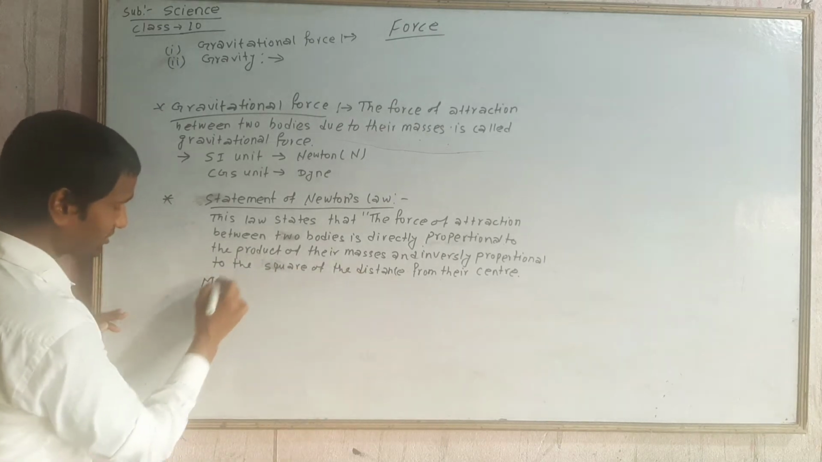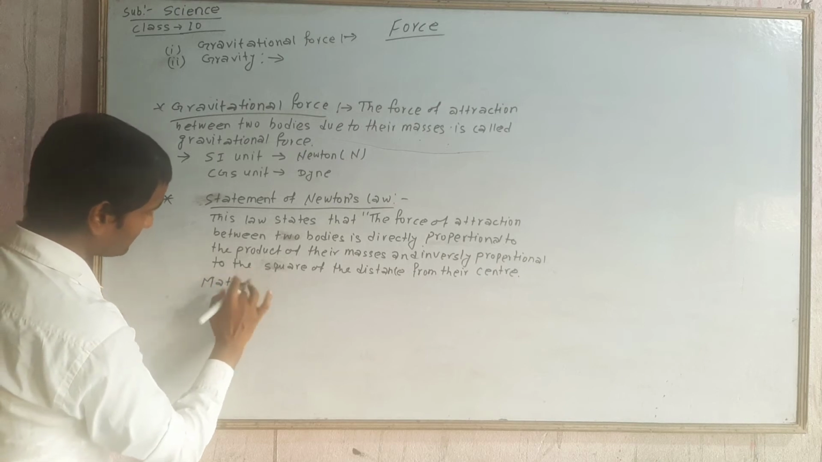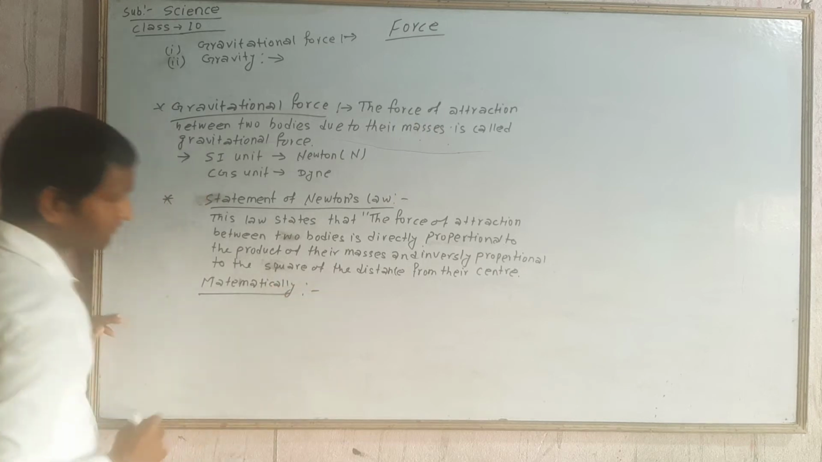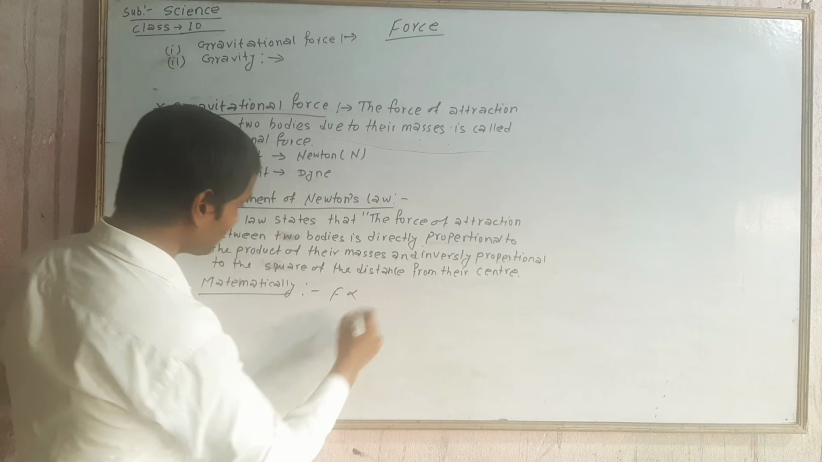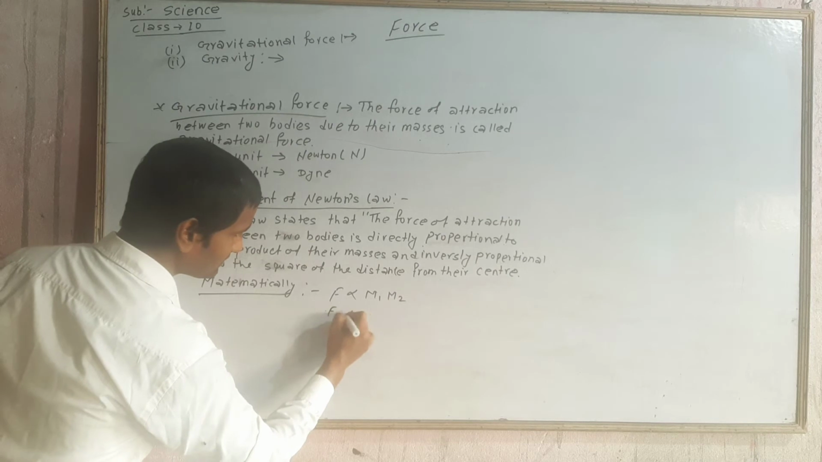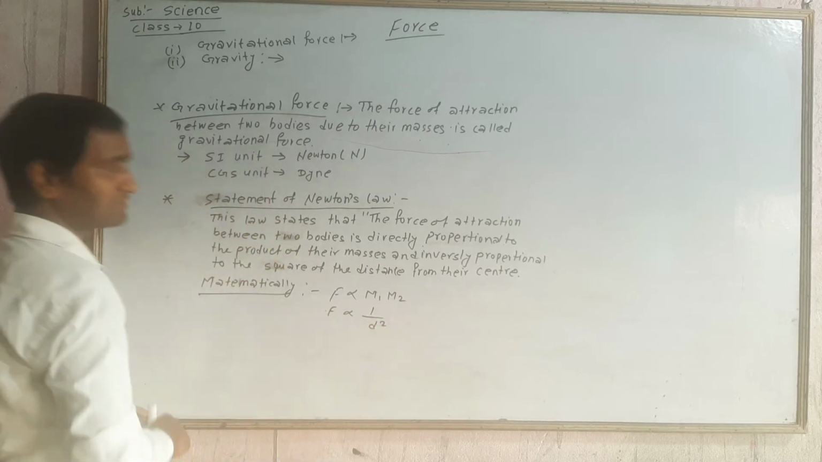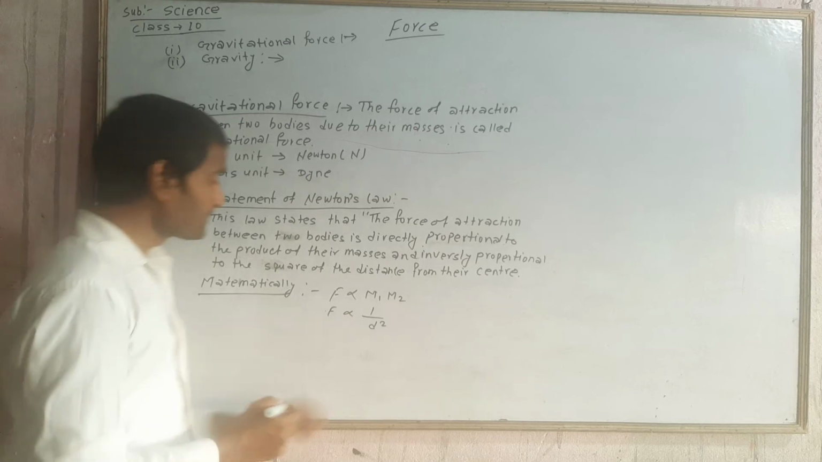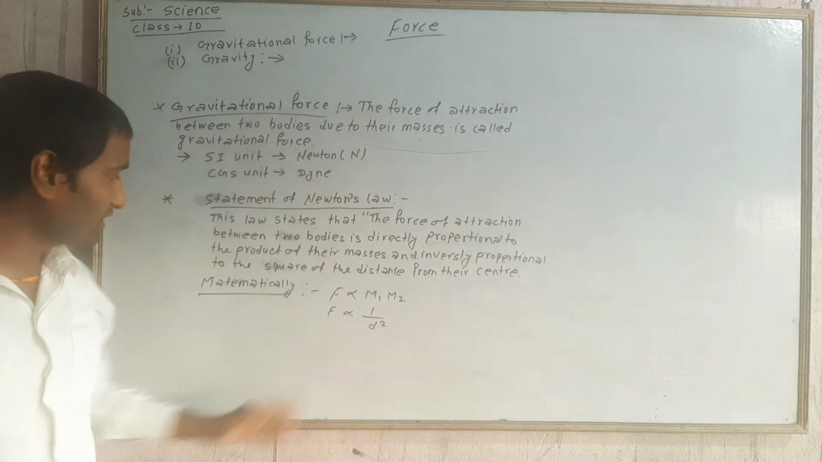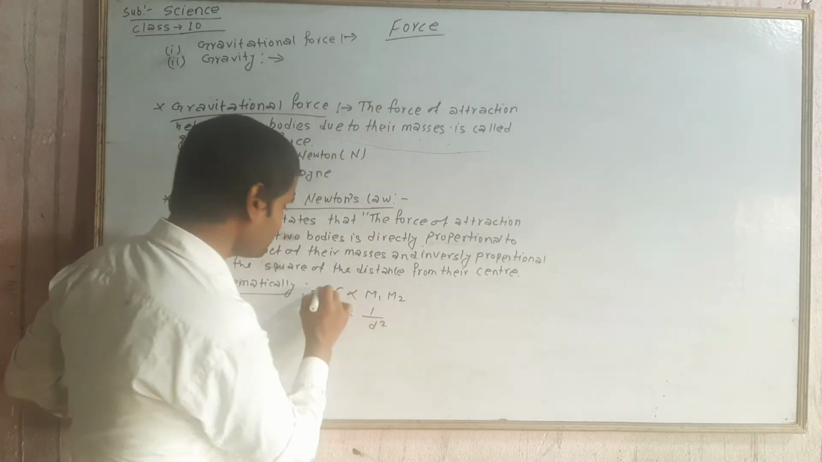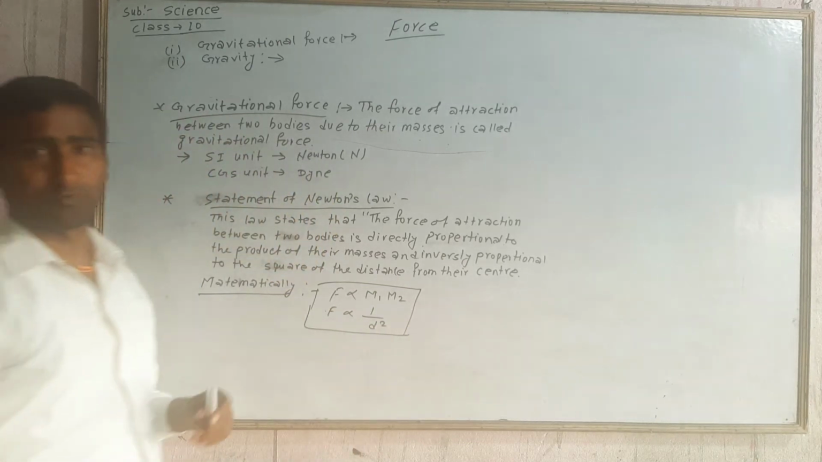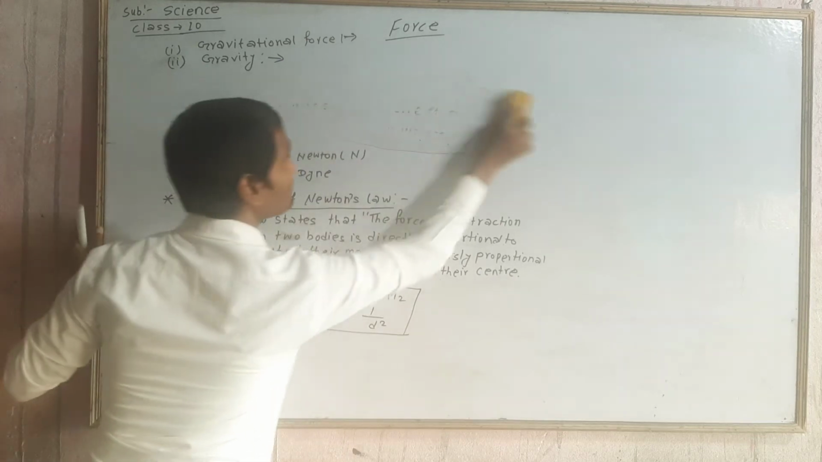Mathematically, this statement can be written as F is directly proportional to m1 m2, and F is inversely proportional to d square. This is the statement of Newton's law. Similarly, I am going to derive this statement as Newton's formula, so watch it carefully.